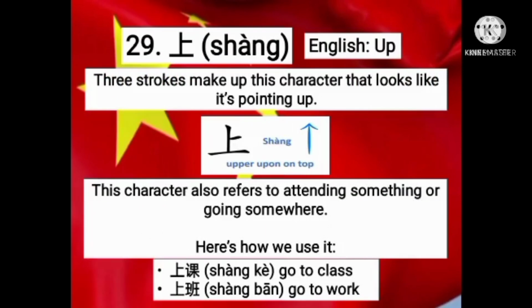Next is Shang. In English, up. 3 strokes make up this character that looks like it's pointing up. This character also refers to attending something or going somewhere. Here's how we use it. Shang Ke means go to class. Shang Ban means go to work.